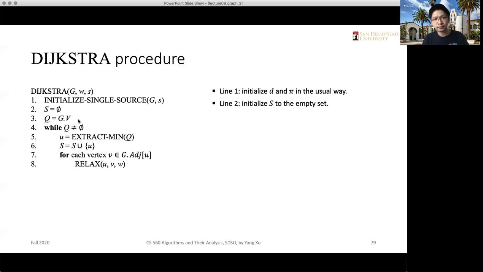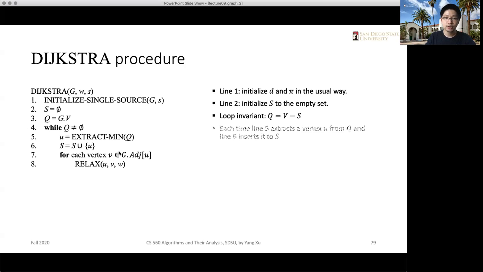And then for the q value, the minimum priority q will be initialized with all the vertices in the graph. And then comes a while loop. Okay, so this while loop will not end until the minimum priority q is empty. And that means we need to go through all the vertices in order to find the shortest path for all the vertices, right? Because that is necessary.